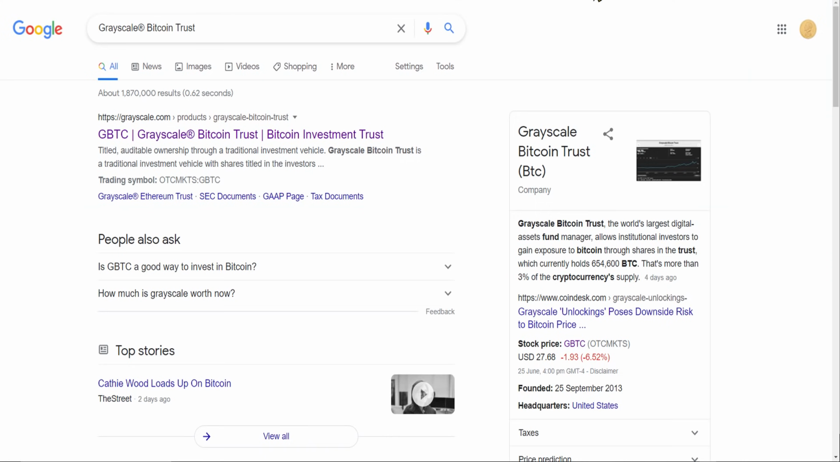You may have heard of the Greyscale Bitcoin Trust. It's the world's largest digital asset fund manager, which allows institutional investors to gain exposure to Bitcoin through shares in the trust. It currently holds around 654,000 Bitcoin. At today's current price, that would be around $22.49 billion worth of Bitcoin. The amazing thing, that's only around 3% of the total supply of Bitcoin.